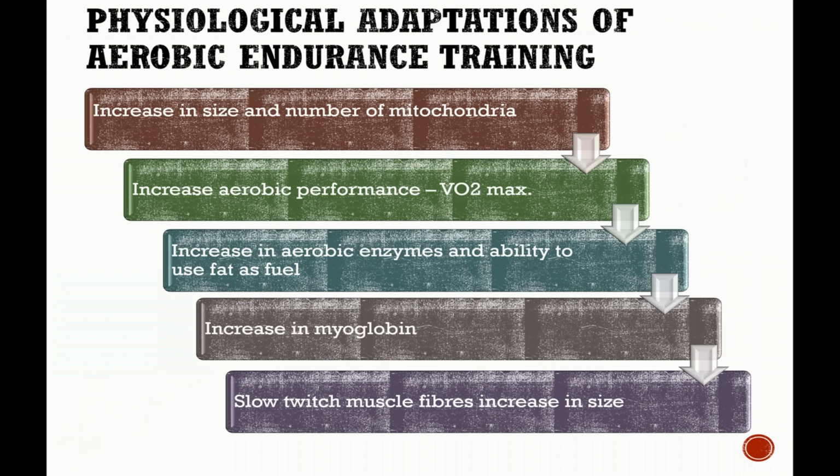So as you can see there, the first one is an increase in size and number of the mitochondria. Now, if you remember, mitochondria are the powerhouse of the cell, and this is where all aerobic respiration takes place. So here, oxygen combines with glucose and fat in order to resynthesize ATP.